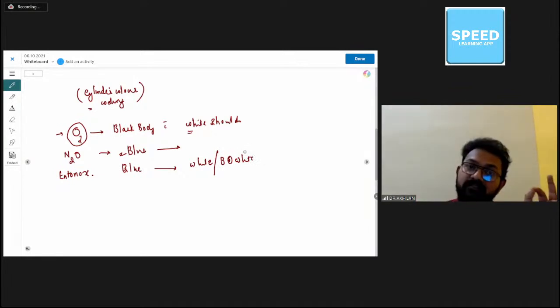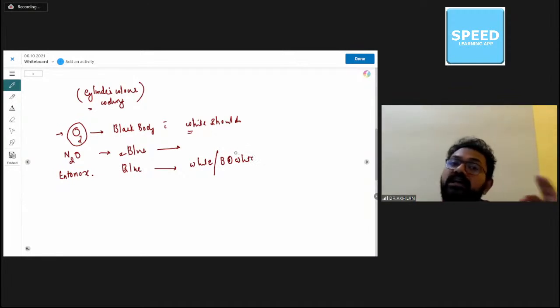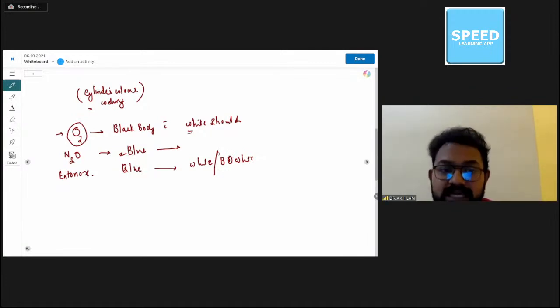So blue body with white shoulder is NOx. Nitrous oxide is blue, oxygen is black body with white shoulders. Remember, if there is oxygen there, there is going to be some white. I'll give you one more example.